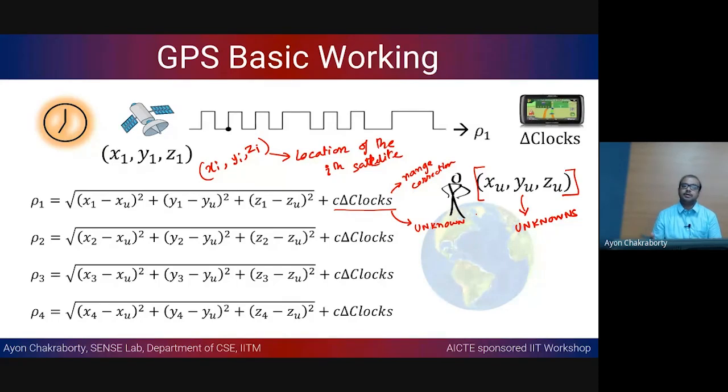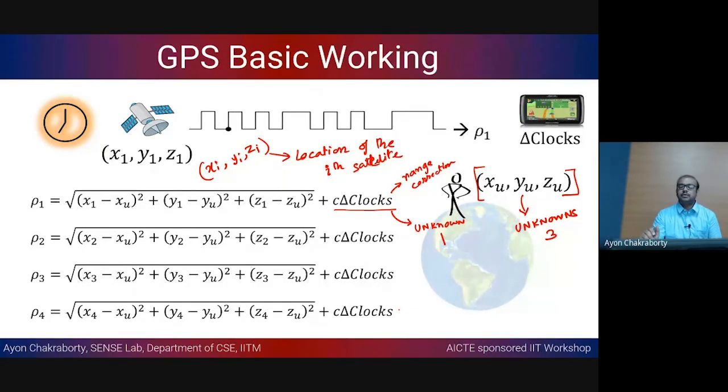If we know what drift happened, we can do a particular correction, but we cannot stop the clocks from drifting. So now you have 3 unknowns here and 1 unknown here. Basically you have 4 unknowns, and that is the reason we are going to need the 4th satellite, because we now have to solve for XU, YU and ZU along with the delta clock.